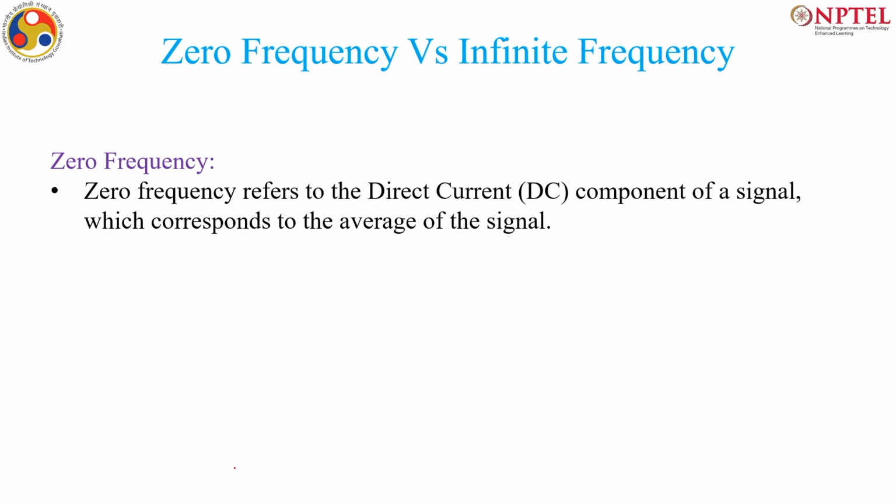Now, coming to some more interesting concepts like zero frequency. So, what is zero frequency? People say that zero frequency is the DC component of a signal, and what does it mean? It means the average value of the signal. Typically, when we represent a signal, say it is a sine or cosine, whatever it is, if you see the average, it is typically 0, and hence we do not have any DC component.